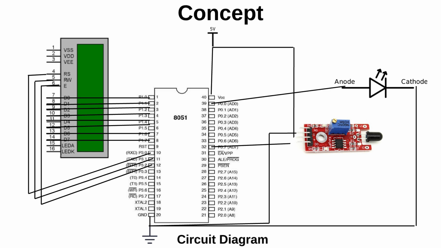Connect port 0.0 to the LED anode and the cathode to the ground pin, as shown in the circuit diagram. Pause the video and understand the connections.